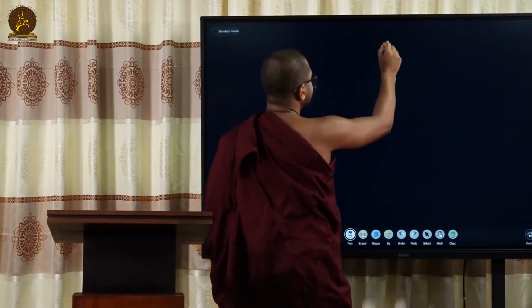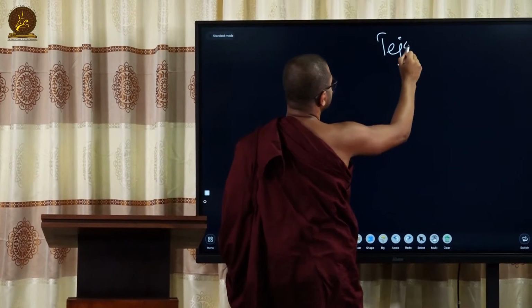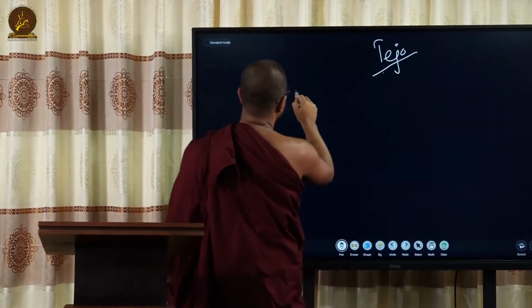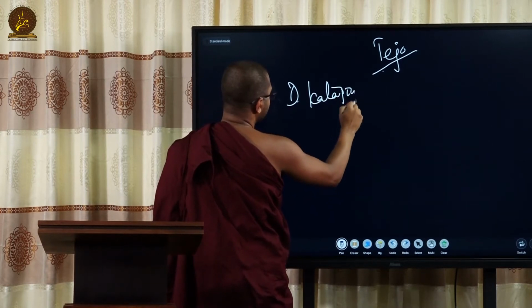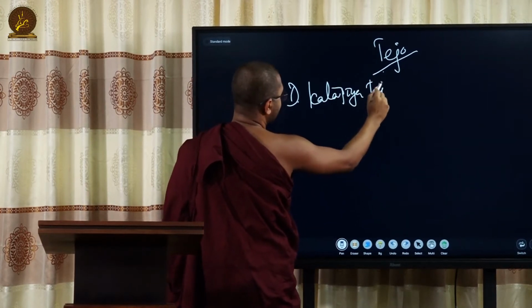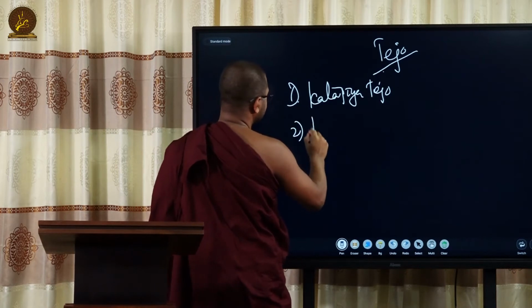Then we come into Tejo. You have Kalapiya Tejo. Then we have Antarkalapiya Tejo.